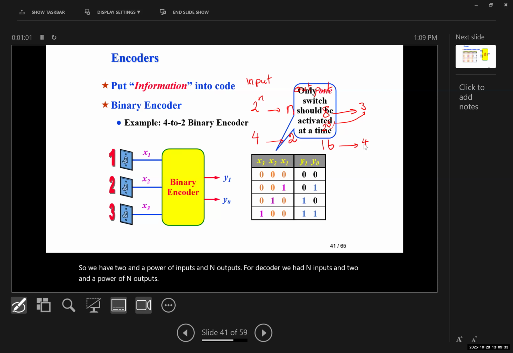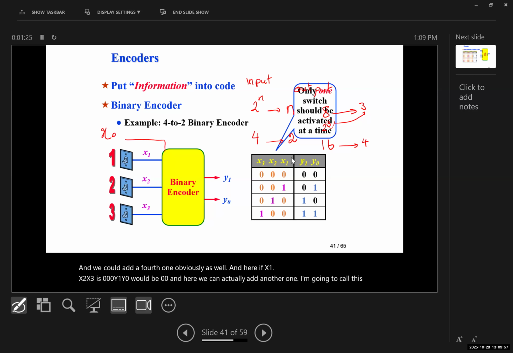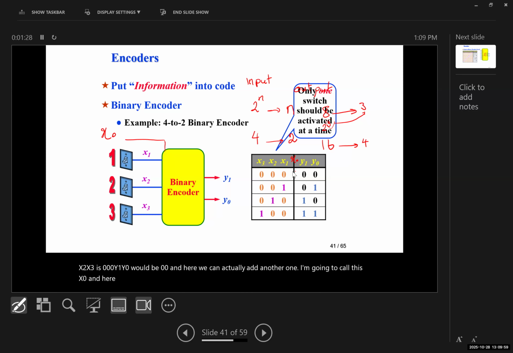Now, this is an example of a 4 to 2 binary encoder. We have actually drawn 3 of the inputs, and we can add a 4th one, obviously, as well. And here, if x1, x2, x3 is 0, 0, 0, y1, y0 would be 0, 0. And here we can actually add another one. I'm going to call this x0. And here, x0 could be 1. So when we have 0, 0, 0, 1, y1, y0 would be 0, 0.